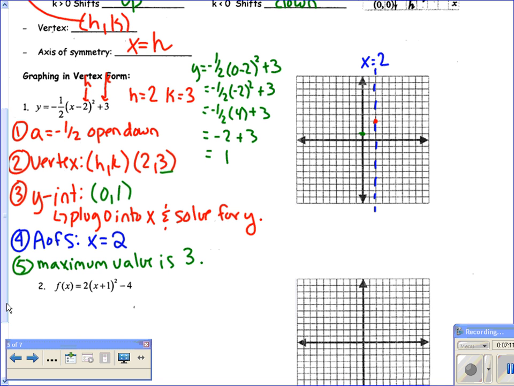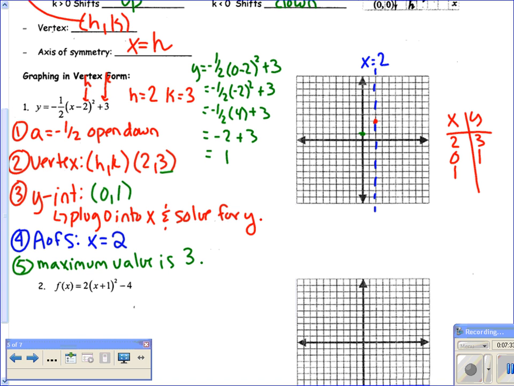Now remember that we can go ahead and graph this by making an xy chart, so I'm going to do that off to the side right here. We already have our vertex, which we know is at 2, 3. So remember, you pick points to the left or the right to come up with them. Well, I already have the point for my y-intercept, which is at 0, 1. And so I'm just going to do points to the left.